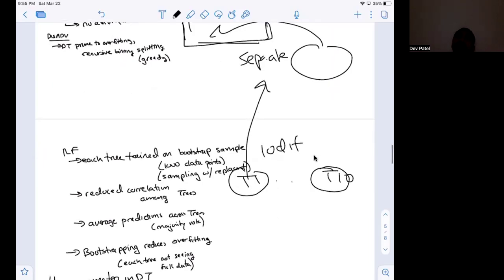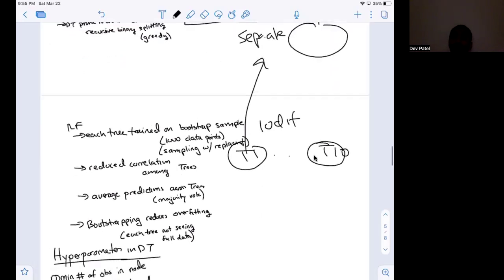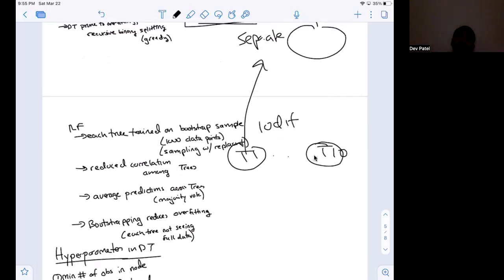And one of the things that this does is this ensures that each tree is being exposed to a different part of the data set, right? Every tree is being trained on a slightly different version of the original data set, and this actually reduces overfitting once you average all of the predictions from the individual trees. In the case of regression, you average; in the case of classification, you consider the majority vote.